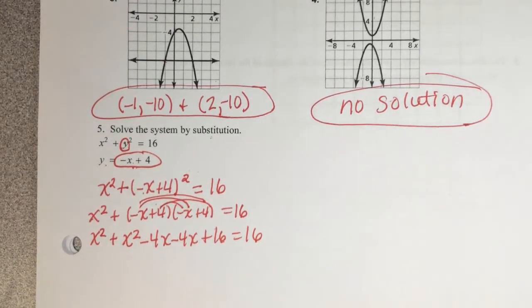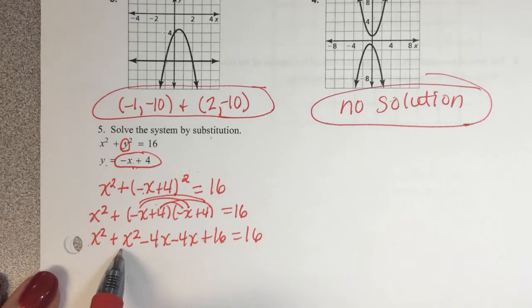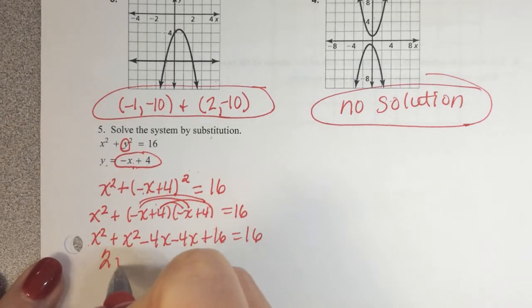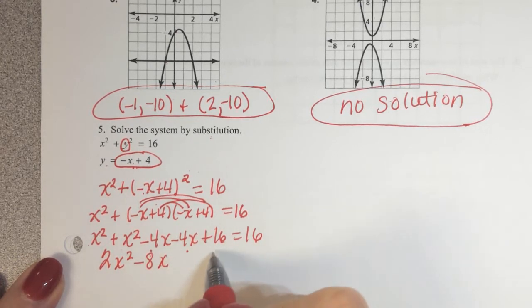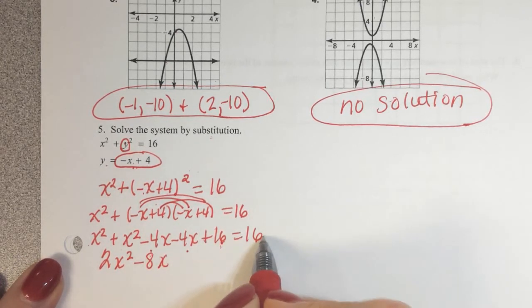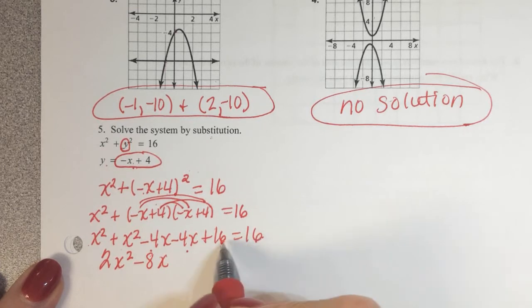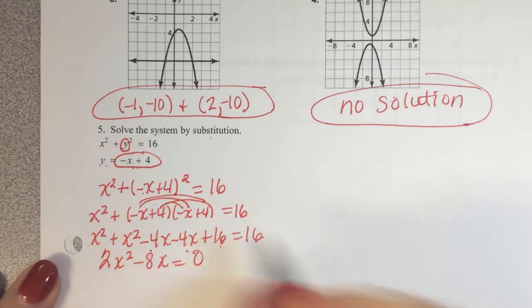Let me pause for a minute and let you get caught up with that. Okay, so I've got 1x squared and 1x squared, that's 2x squared. I have negative 4x minus 4x, that's minus 8x. And then I have 16 equals 16. What's going to happen with those? What are they going to become? Just 0. So equals 0.